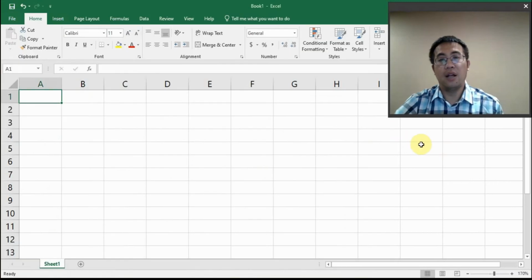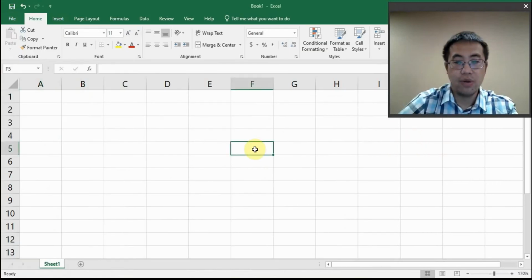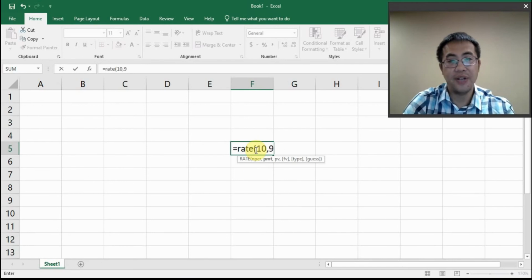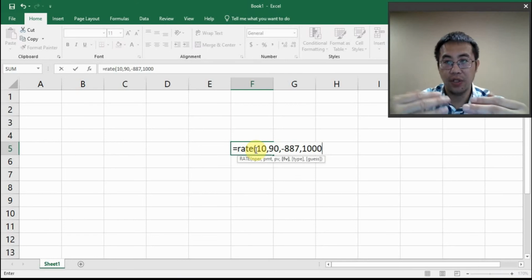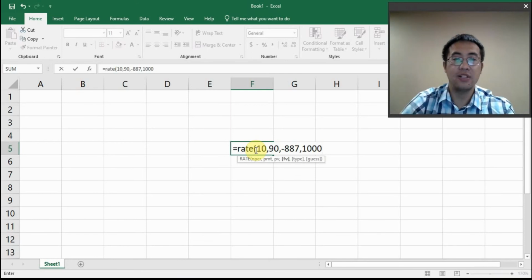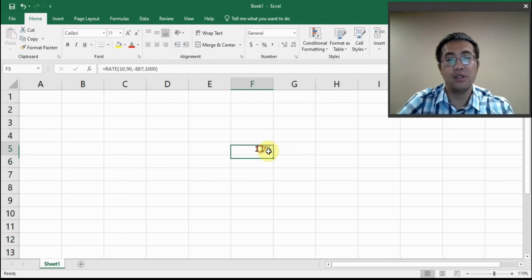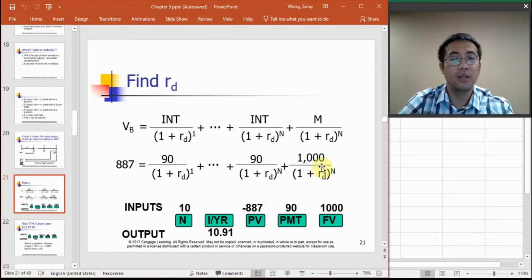In Excel, this is how we do it. I just use a cell right here for the interest rate. I use the rate function, and I have 10 years for the bond. Each year I receive a $90 payment, and my present value is 887, which I want to be negative, because if I pay money today, I will receive money in the future. The coupons and the $1,000 face value are what I receive in the future, so today I have to pay. That's why the present value, 887, is negative. Then hit enter. So this is my yield to maturity, 10.9%.